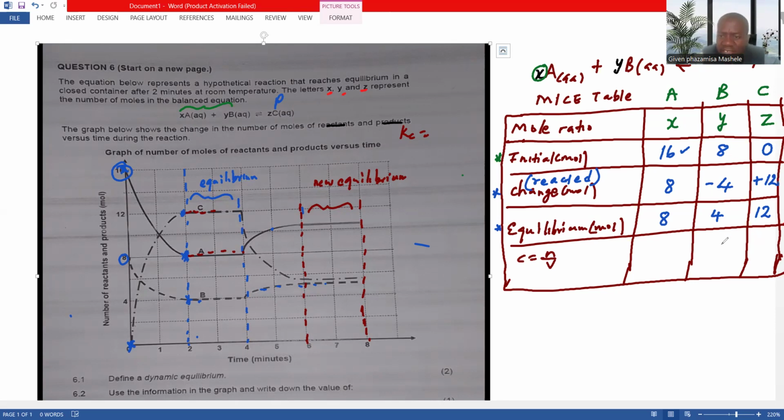So you can easily see that we can still get the concentration if we know the volume here. Remember, we use concentration at equilibrium, but now we do not know what X is here, what Y is, and what Z was.